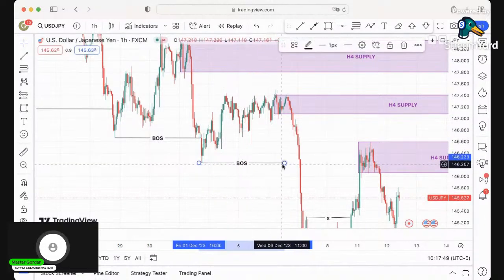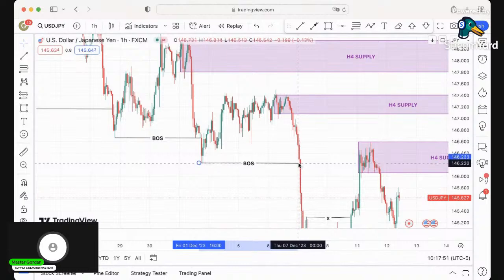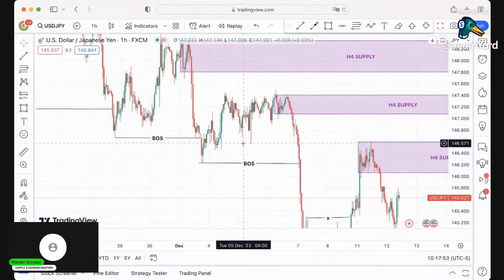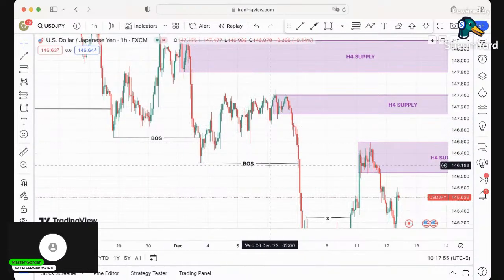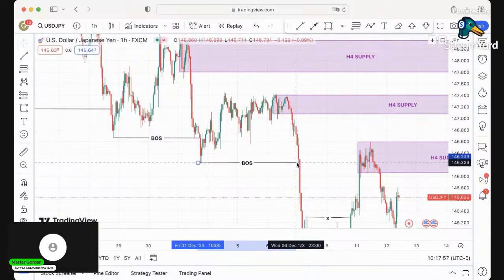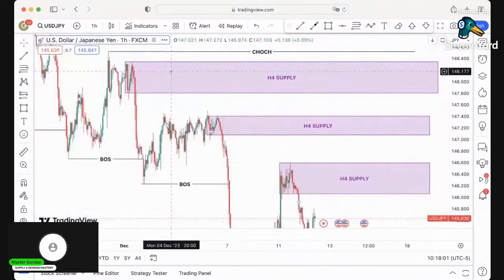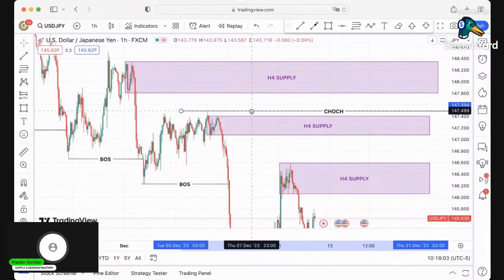This one structure, we have the last BOS right here. Let me check. Yes, this is the last BOS. If this is the last BOS, then the change of character should be right here.